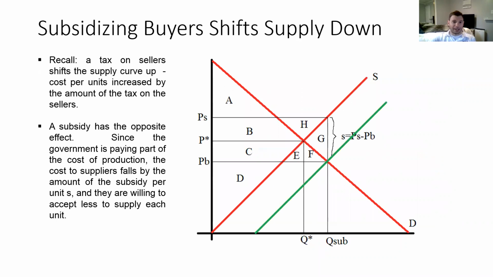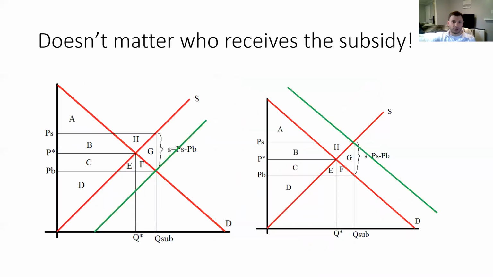Note again that it didn't really matter who we gave the subsidy to. We could have given it to the buyers, like we did on the right, shifting the demand curve up, or we could give it to the sellers like we did in the left picture, shifting the supply curve down. In both cases, the quantity of trade is the same, Q sub. In both cases, the price the sellers receive and the price the buyers pay are identical. We saw the same exact thing in the case of a tax. This is just a negative tax, so it shouldn't be any surprise.